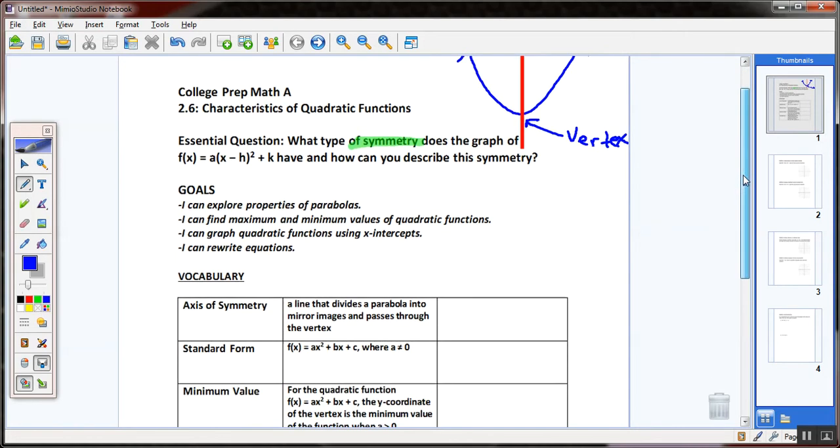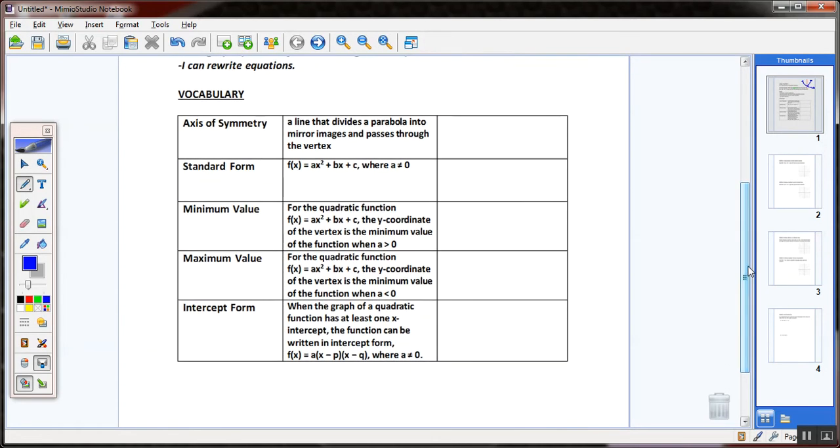So to get started, we need to make sure vocabulary is in order. We kind of talked about the first one, axis of symmetry. Who wants to read that? A line that divides a parabola into mirror images and passes through the vertex. Didn't we just draw that up top, kids? Okay, it's a parabola. Looks like this. And the line of symmetry is simply just going to cut right through the middle. And it's going to pass through the point called the vertex.